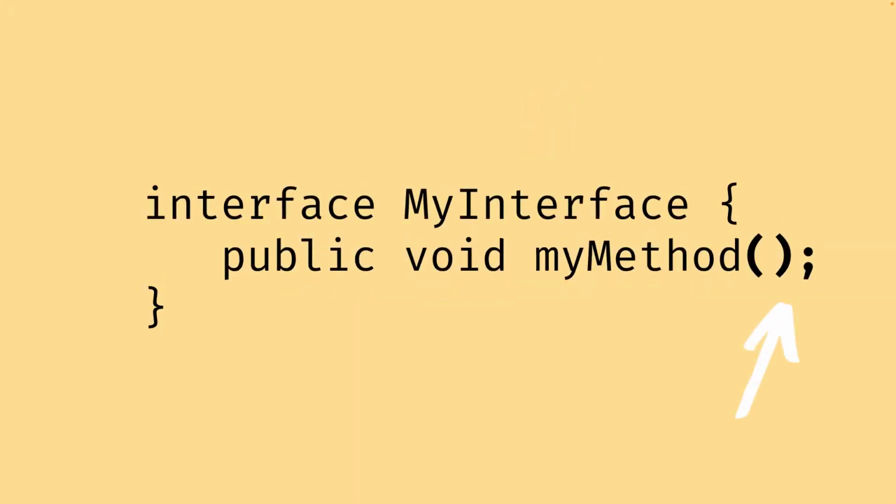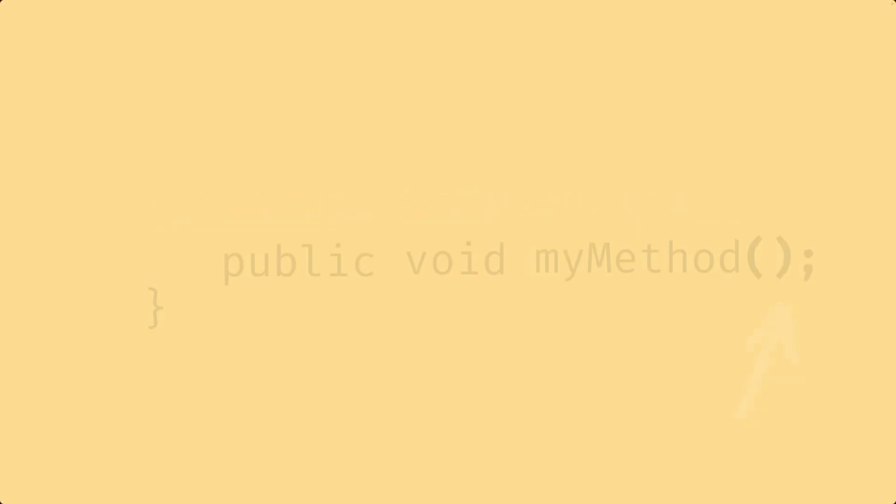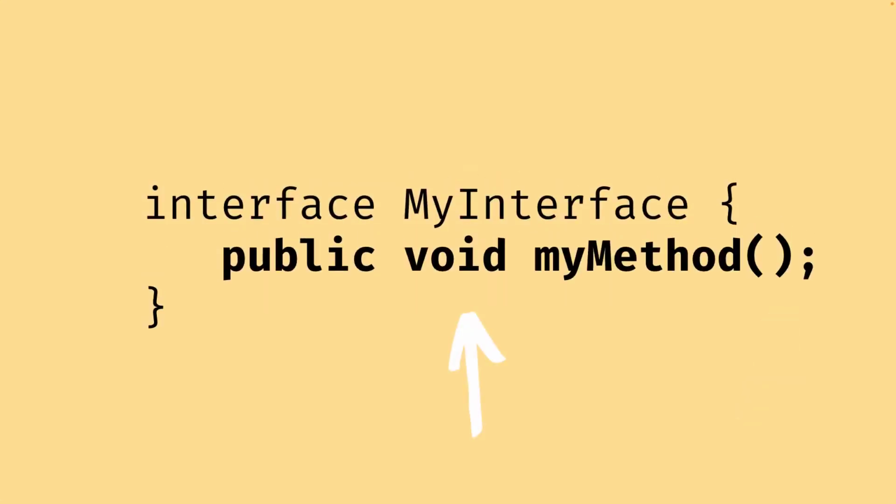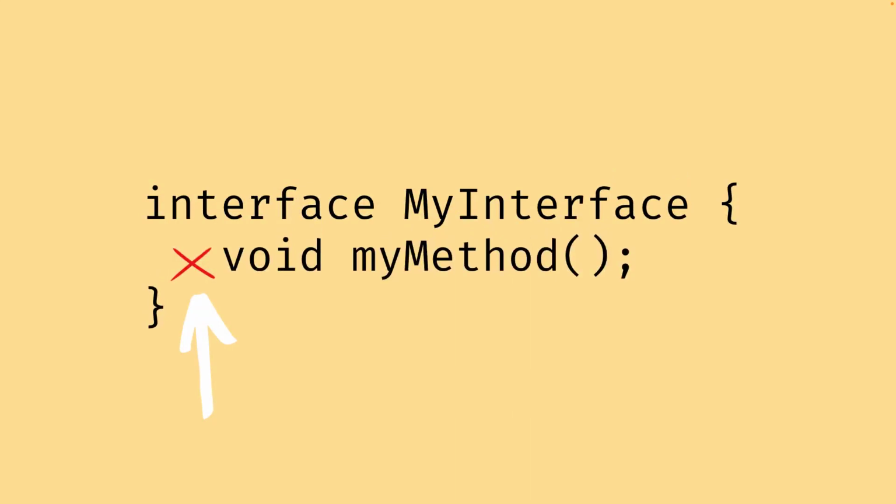The methods in an interface don't have a body. You can see that it ends with a semicolon and that there are no curly braces in place. They only have a signature, which is the method name, return type and parameters. In fact, we can even leave the word public out, because they're public by default.